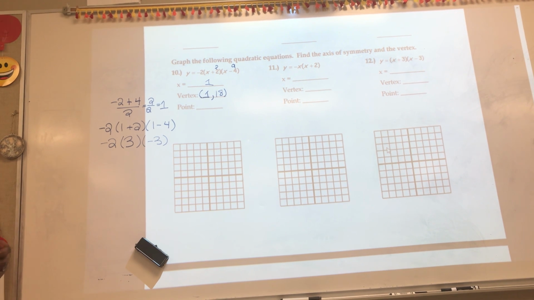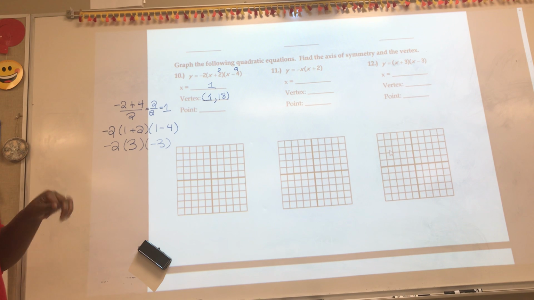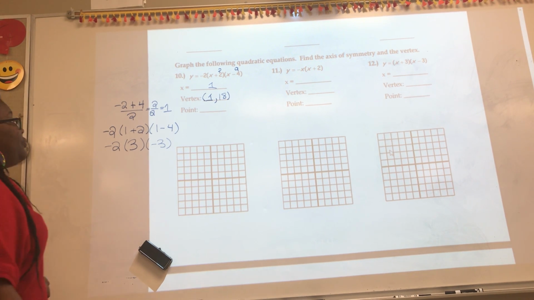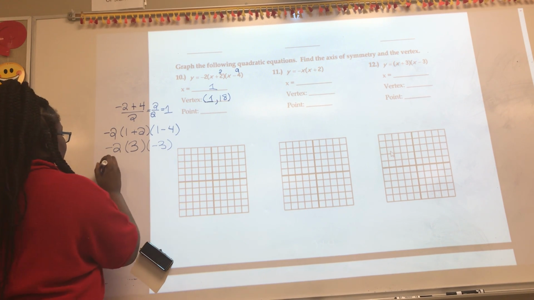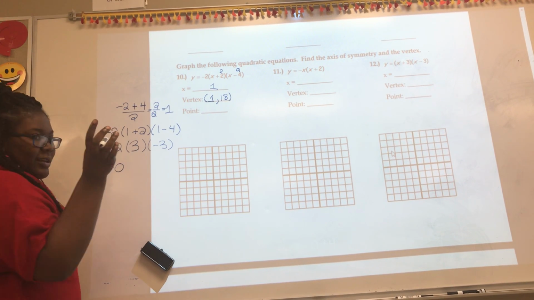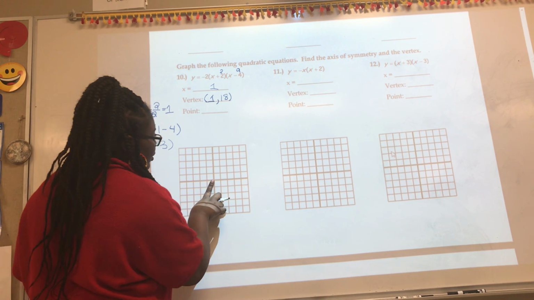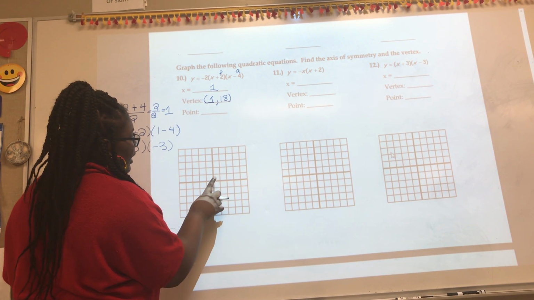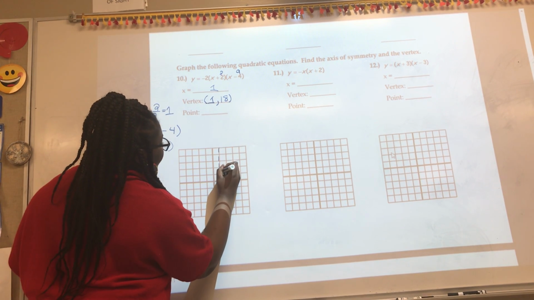And then I want to find one more point so that I can make my perfect parabola. So if I got 1 here, then I'm going to choose the point of x equals 0. Well, first let me graph that so you guys can see why we're doing that. So my axis of symmetry on the graph will be a straight vertical line. I'm going to my origin and graph my vertical line at x equals 1.